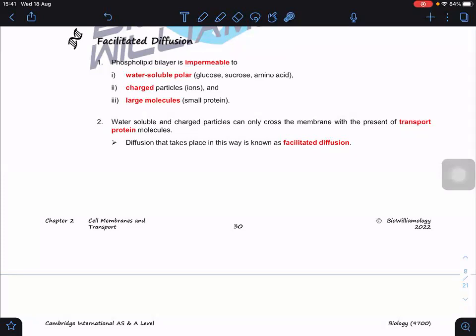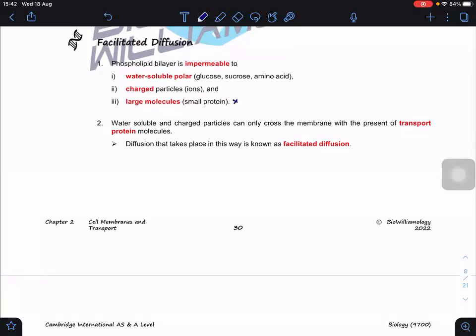So for facilitated diffusion, we do know that the phospholipid bilayer is impermeable to water-soluble polar molecules, charged particles, and also large molecules, for example, small proteins. For large molecules, it is a bit difficult for us to do facilitated diffusion, but for these two, we can actually increase the membrane permeability. For charged particles and water-soluble particles to pass through, we simply provide a transport protein for them so that diffusion can take place.